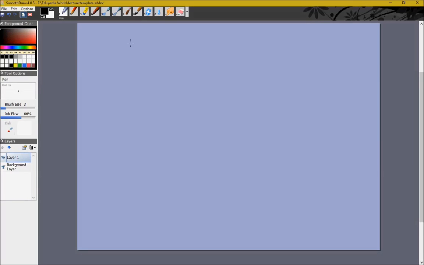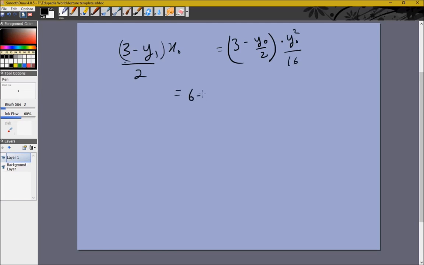So we have 3 minus y1, by 2 times x0. Now y1 we found out was y0 by 2. So this is (3 minus y0 by 2) times x0, and we know what that is. y squared is equal to 16x, so x is equal to y squared by 16. What is this equal to? (6 minus y0) times y0 squared by 32. This is the area, and the slope is chosen such that this area has a local maximum.